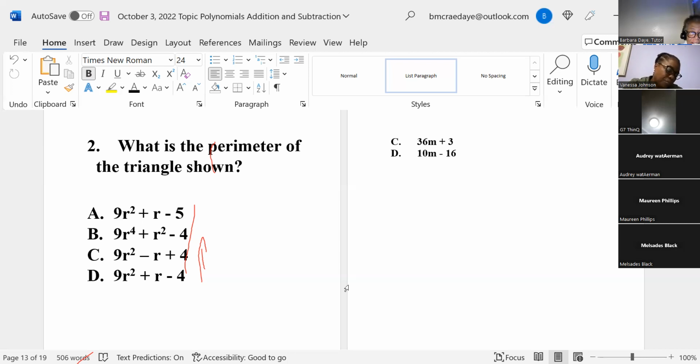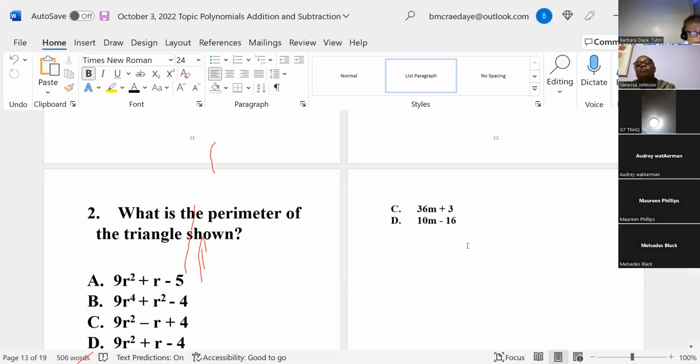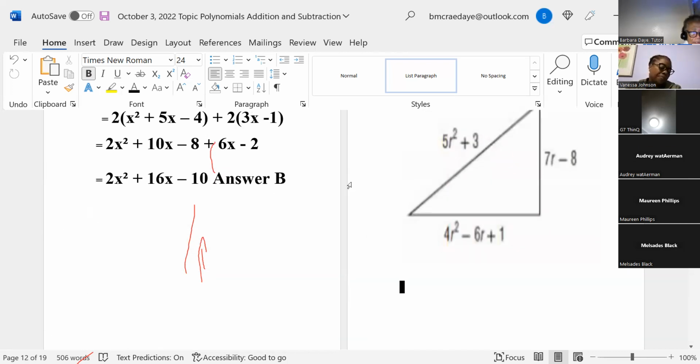No, I said no because you moved it so fast, I didn't even see what to add up. Oh, okay. Let me go back. Here we go. Here's the triangle. 5r to the second plus 3, plus 7r minus 8. I got something wrong. We've got 4r to the second minus 6r plus 1. See, you can do it right here.